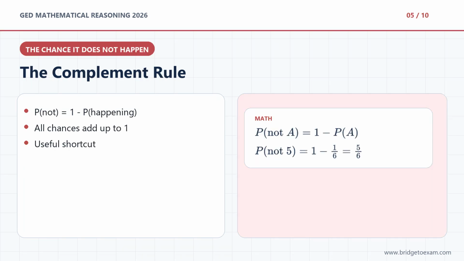Sometimes it is easier to find the chance that something does not happen. The complement rule says the probability of not happening is 1 minus the probability of happening. For example, the chance of not rolling a 5 is 1 minus 1/6, which is 5/6.